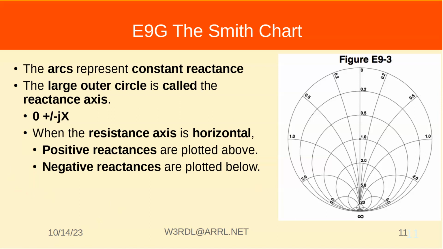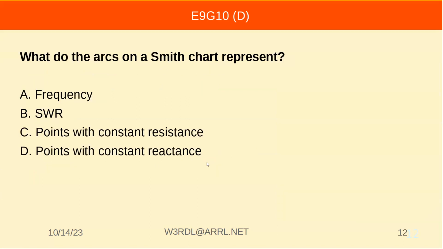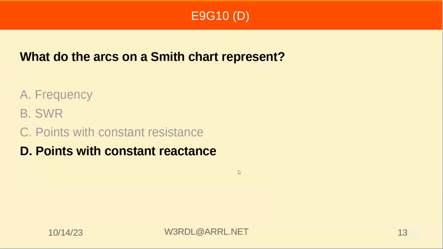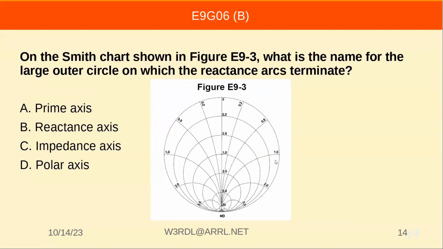So when the resistance axis is horizontal, not like they've shown, positive reactances or inductive reactances are going to be on the top, and capacitive are going to be on the bottom. In this case, it's right and left, just to confuse you. Right. So what do the arcs on the Smith chart represent? Doggy. Constant reactance. Okay, what's the name for the large outer circle on which the reactance arcs terminate? Bobby.